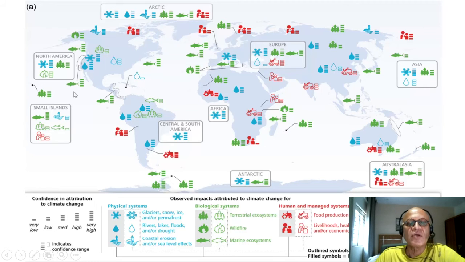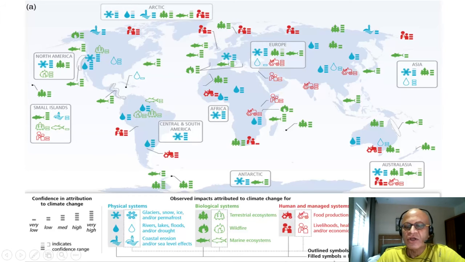Okay, this is an image from the IPCC AR5, the last report that came out in 2014, which basically summarized all the evidence here with confidence levels going from very low to very high, shown with these stripes and histograms. The systems considered are physical systems, so glaciers, snow, ice and permafrost, rivers, lakes, floods and droughts, coastal erosion and sea level effects, and biological systems, terrestrial ecosystems, wildfire, marine ecosystems, and human and managed systems, which include food production, livelihoods, health and economics.